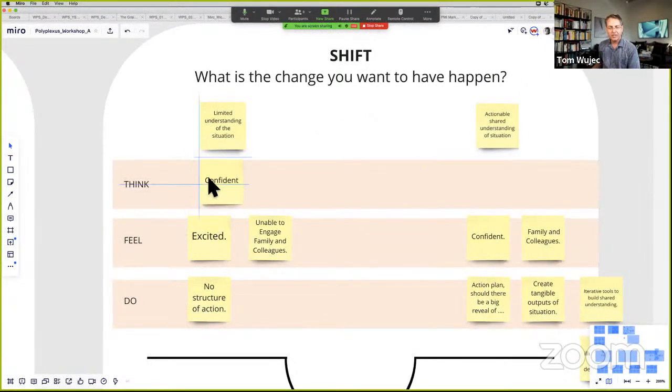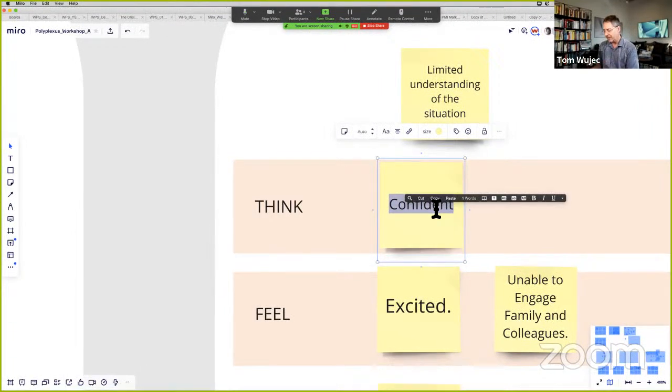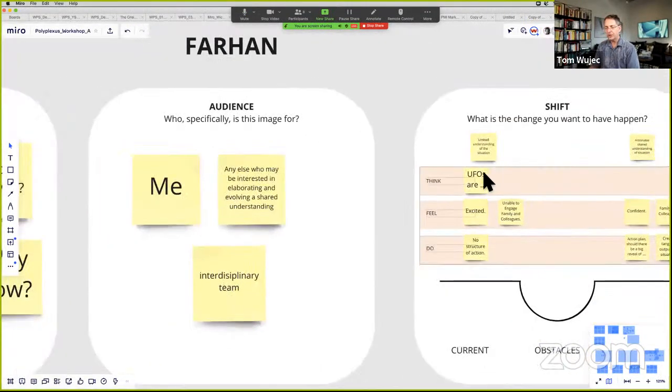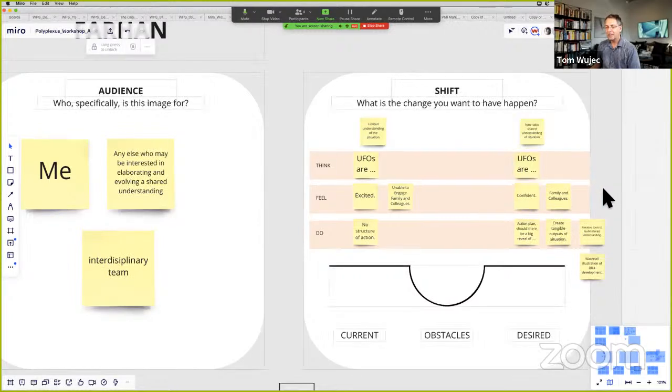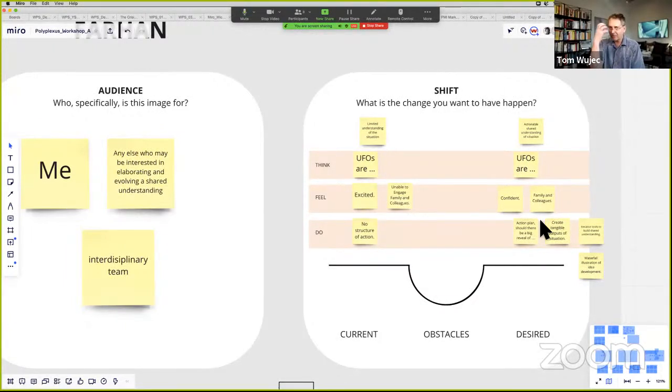So we go from thinking about what the current thinking is. Be specific. I'm going to call them UFOs. That's your current model, to UFOs are, so you would fill in the blank. This would take us to a very rich discussion, but it refers to the cognitive model of it, and then how you feel about it now. So you said excited.